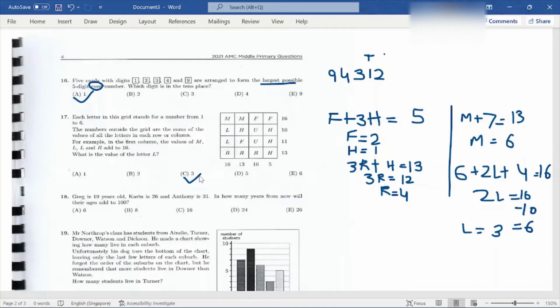Next question. Greg is 19 years old, Karen is 26, and Anthony is 31. In how many years from now will their ages add to 100? So let's find out the total of their ages as of today. So 19 plus 26 plus 31.